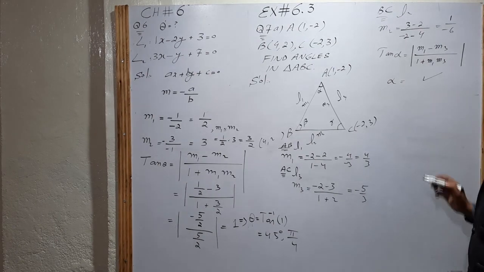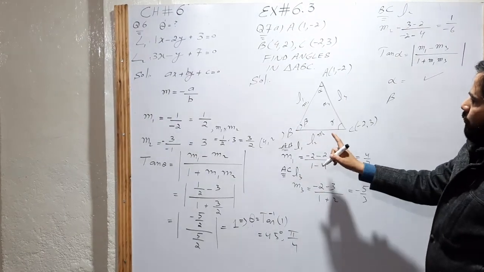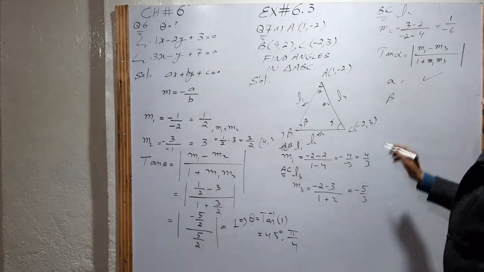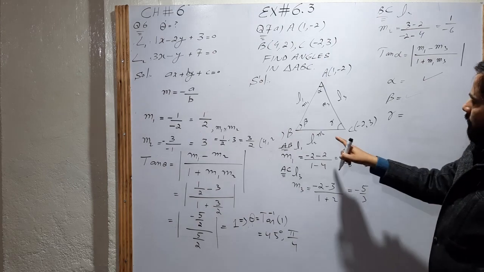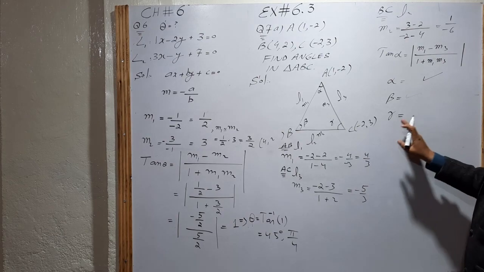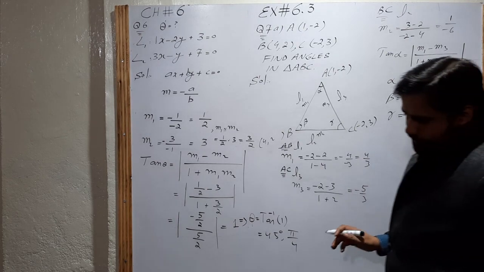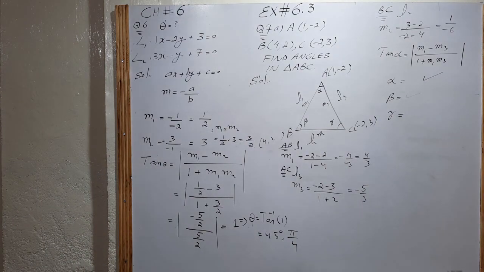Similarly, for beta we use the slopes m1 and m2, and for line L3 and L2, we can easily find gamma. So it is very simple, we can easily find alpha, beta, gamma, which are the angles in a triangle.